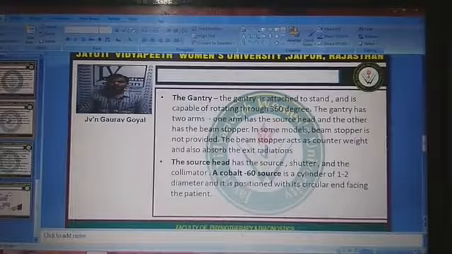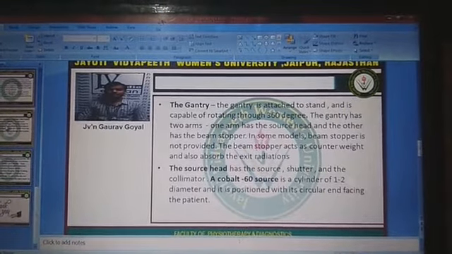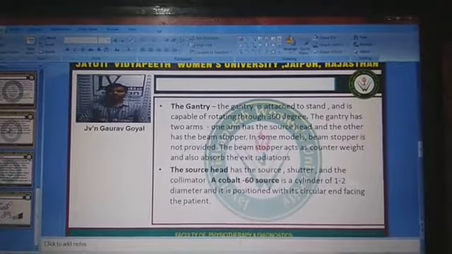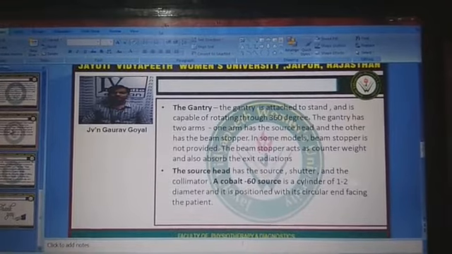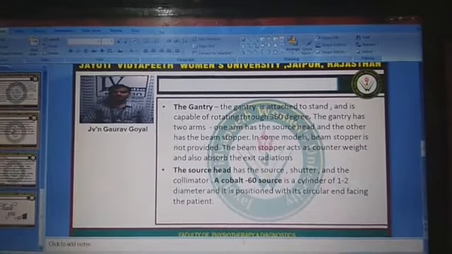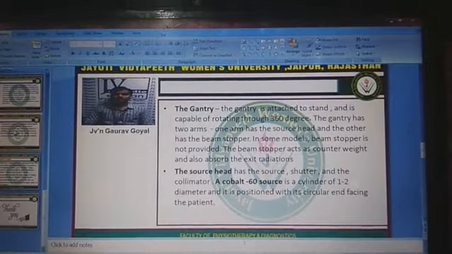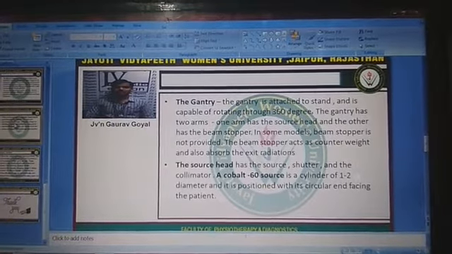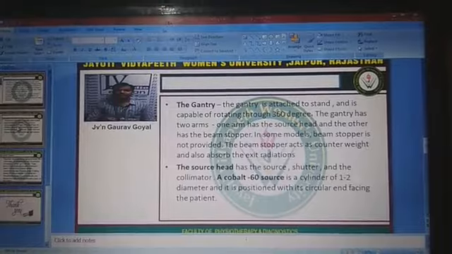The gantry is attached to a stand and is capable of rotating through 360 degrees. The gantry has two arms. One arm has the source head and the other arm has the beam stopper. In some models, beam stopper is not provided. The beam stopper acts as a counterweight and also absorbs exit radiation or scatter radiation. The source head has the source shutter and the collimator.